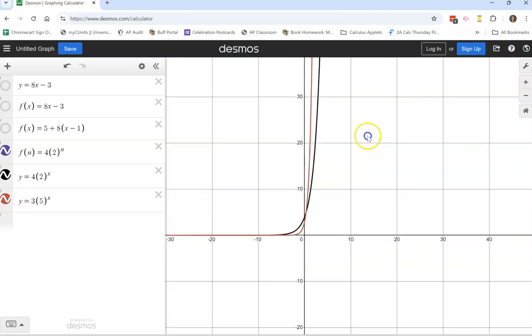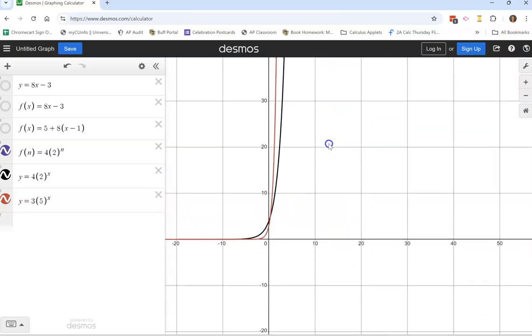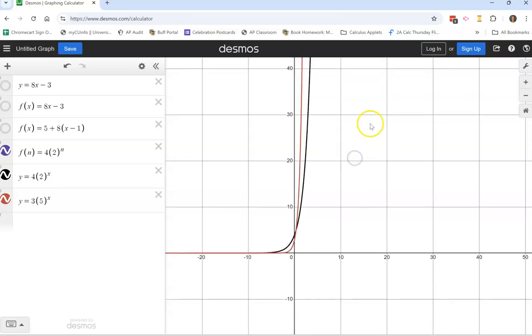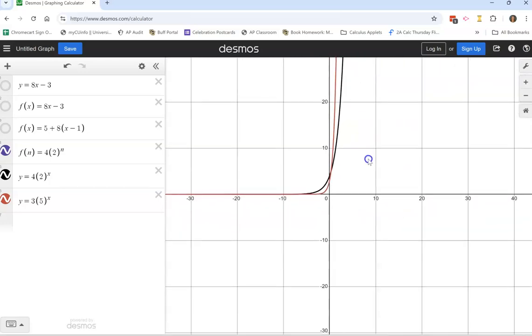So Desmos is a helpful tool for graphing. It's a little bit more intuitive than a graphing calculator. And as we discussed in class, the PSAT and SAT have now gone to Desmos as their default calculator.